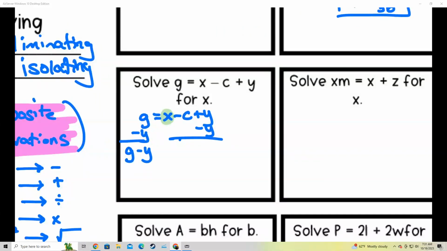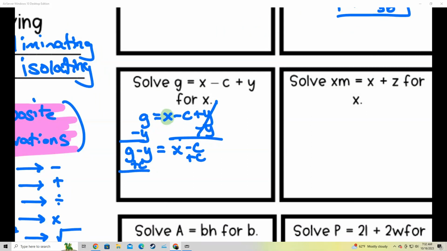So I'm just going to write g minus y is equal to, on this side, these are going to cancel out. I still have that c though. So this is going to be x minus c. Now I want to get rid of the minus c. How do I get rid of a minus c? I do the opposite. I'm going to add c to both sides.